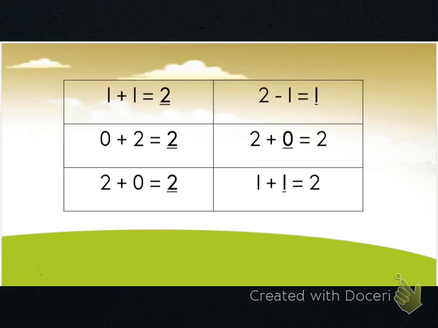Here you can see the answers. Once you are finished checking your work, I want you to stop the lesson and on your whiteboard or paper, see how many different bonds of 2 you can get by using the fact family numbers. For example, 0 plus 2 equals 2, or 2 minus 2 equals 0.